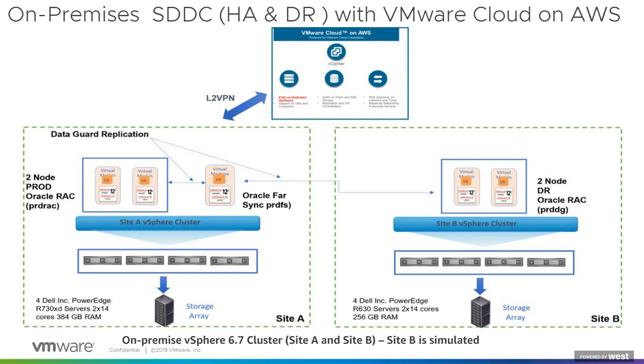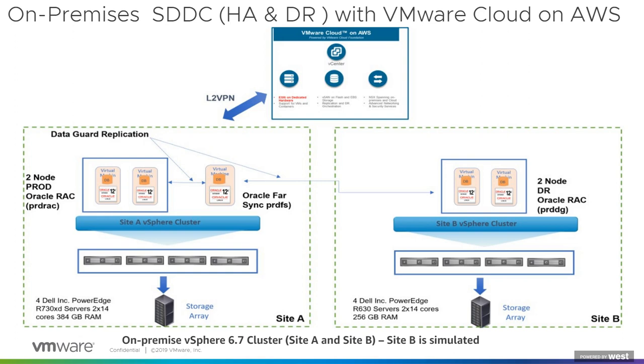Site A is connected via layer 2 VPN to VMware Cloud on AWS. And VMware Cloud on AWS essentially is in a stretch cluster deployment. That is, it's a 6-node stretch cluster for VMware Cloud on AWS across 2 availability zones, 3 servers in AZ1, 3 servers in AZ2, and the storage in VMware Cloud on AWS is provided by the HCI vSAN instance.